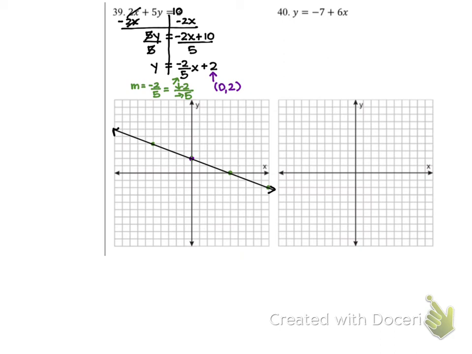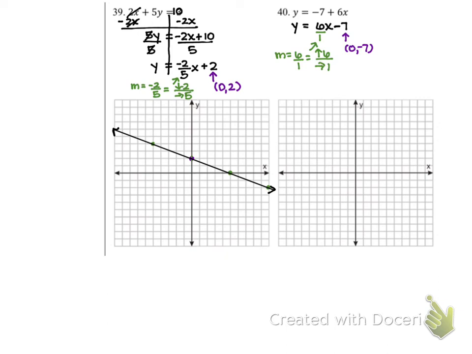Okay, last one. This one, I don't need to get the y by itself since it already is, but I do like to rearrange it. So I want the positive 6x first, then the minus 7. Okay, I can see the y-intercept is 0, negative 7, and I can see the slope. I'm going to put a 1 under that guy. It's going to be 6 over 1. So let's go up 6, right 1.